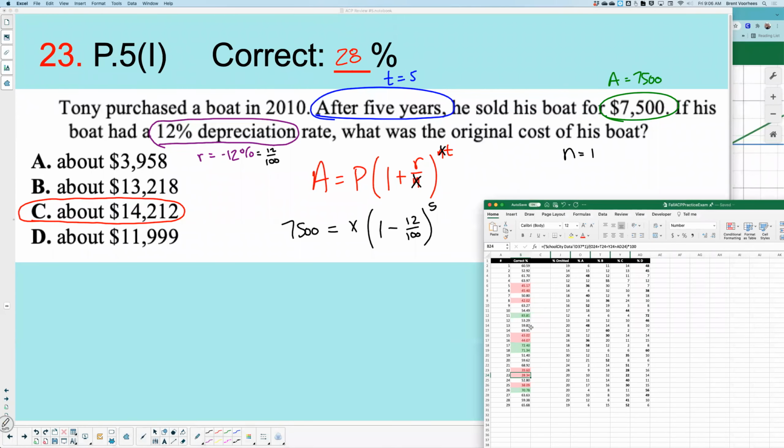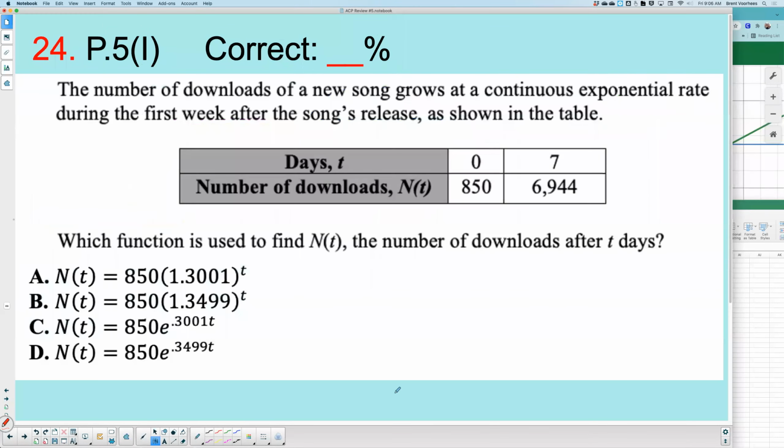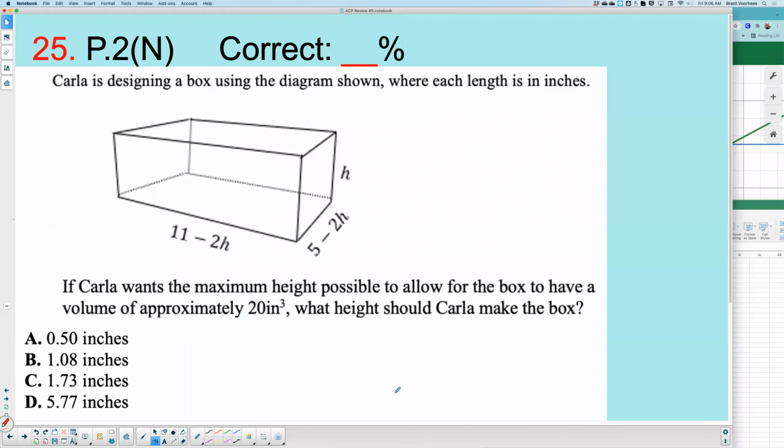The next lowest scored question I have, looking on here, is number 25. So let's go over to 25. Number 25 says Carla is designing a box using the diagram shown. Each length is in inches. There's the diagram. And then it says if Carla wants the maximum height possible to allow for a box to have a volume of approximately 20 inches cubed, what height should Carla make the box?